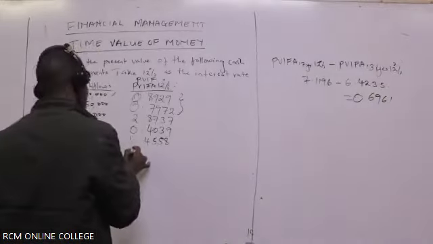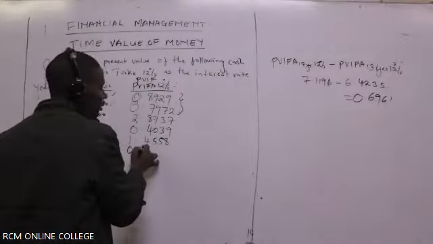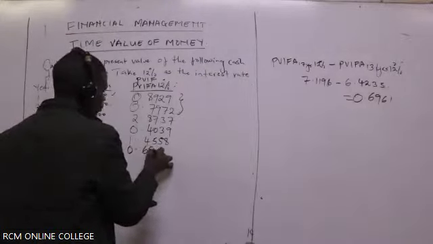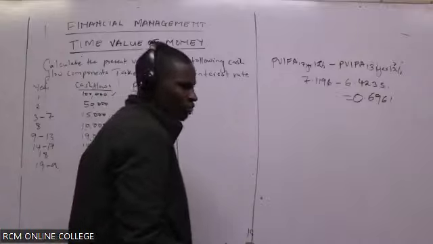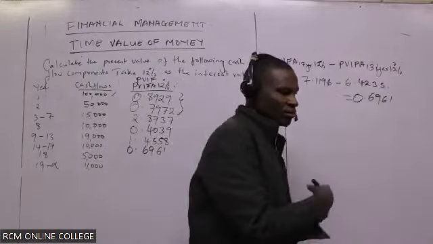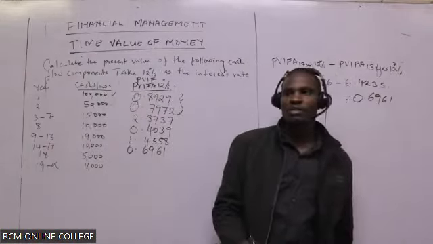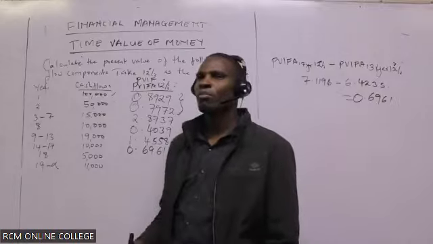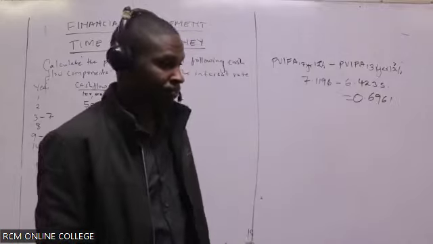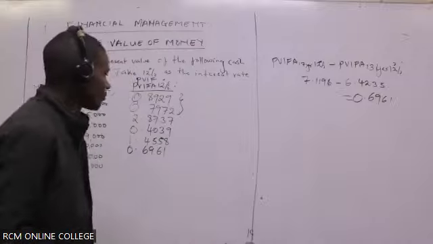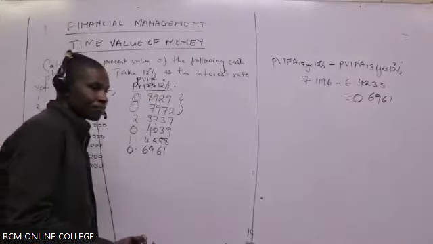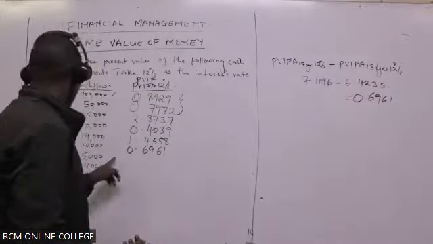The examiner cannot beat you now. You have already beaten him. 0.6961. This is what they bring to confuse students. Once you understand this one, we are done with discounting. Next we shall be talking about compounding. So we go to the next one.